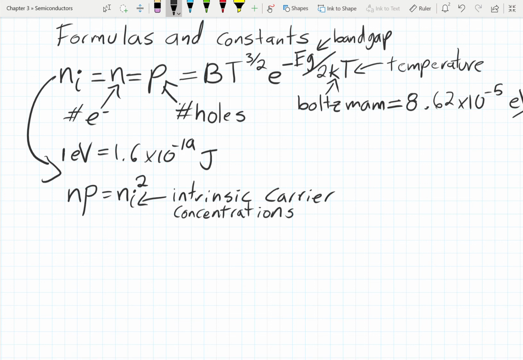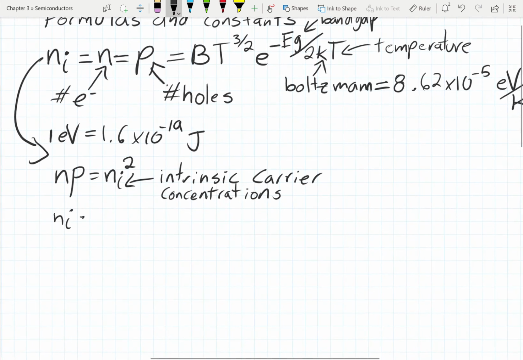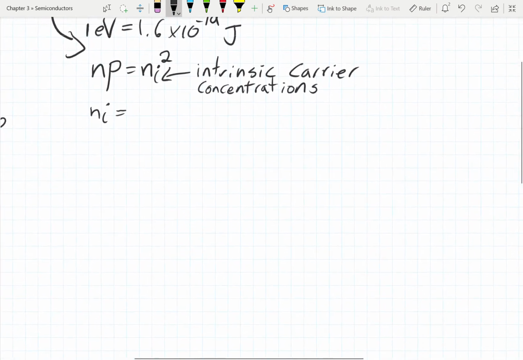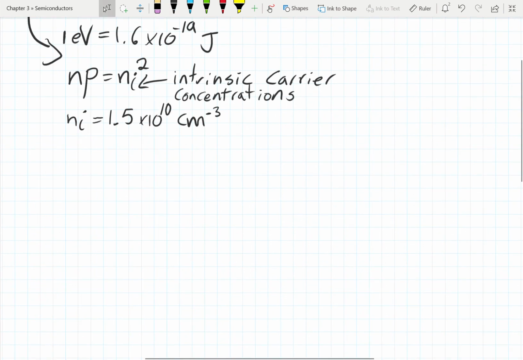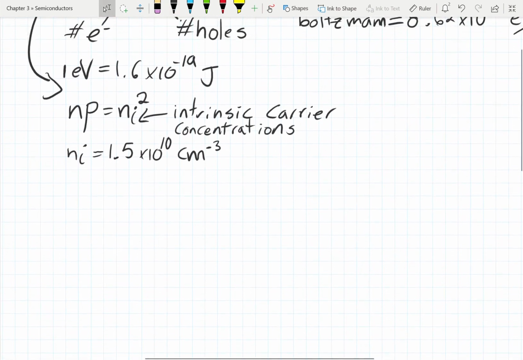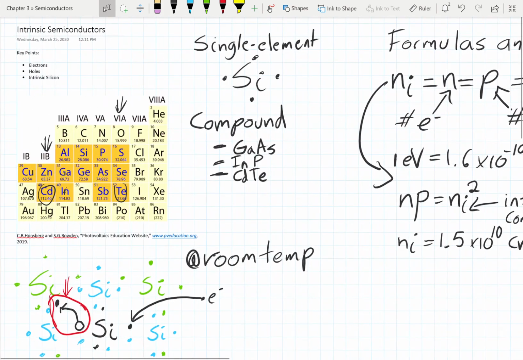And just so you know, for silicon, this Ni is equal to 1.5 times 10 to the 10, and the units are centimeters to the negative 3. So this is the number of carriers that you have per cubic centimeter. And that's all that I have prepared for this chapter.